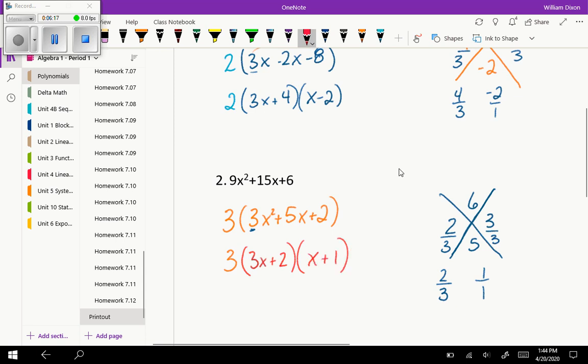Now how do I check to make sure that I have the correct factoring? Well, I can multiply to get back to that trinomial, and then I can multiply my greatest common factor to the trinomial to get back to the original trinomial. So you can do that to check and make sure you have the correct answer.